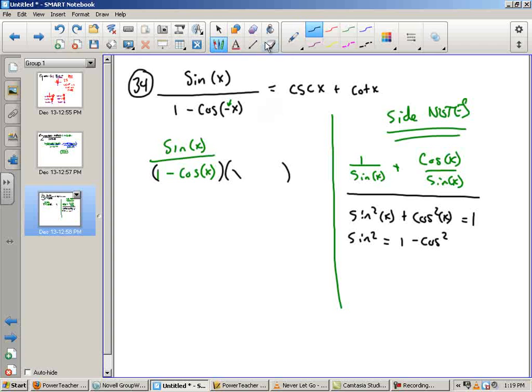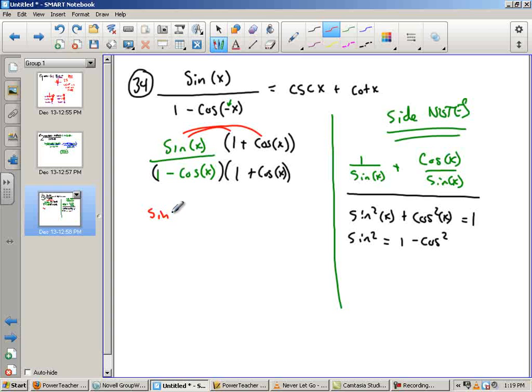Be 1, whoops, doesn't look very good. It would be 1 plus cosine of x. On top, 1 plus cosine of x. And then all I have to do is do some distribution. Now this could blow up in my face later. It may not work at all, but I've got to try something. I know that this, as a difference of squares, will produce something like that. Maybe that's enough. So I'm going to distribute.